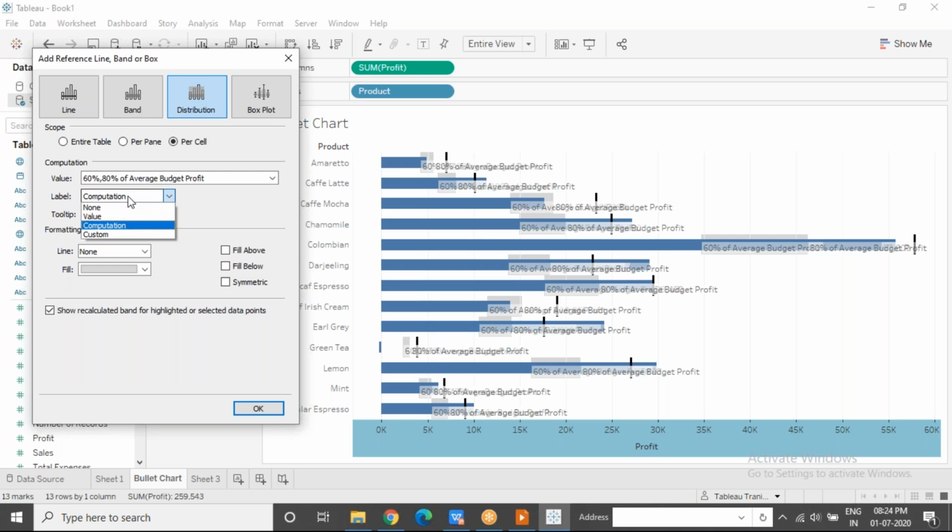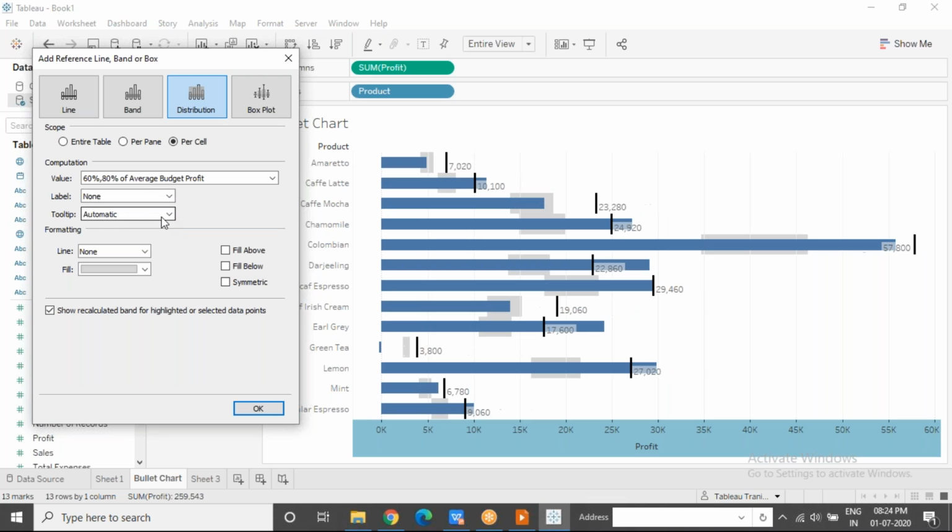Don't label it. Make it none. And for the tooltip, let us just customize and show the value only, or computation equal to and value. Okay. So please put a reference distribution indicating 60 to 80% of budget profit. Does not matter what aggregation you use again. And don't label it. Label might confuse the end user.